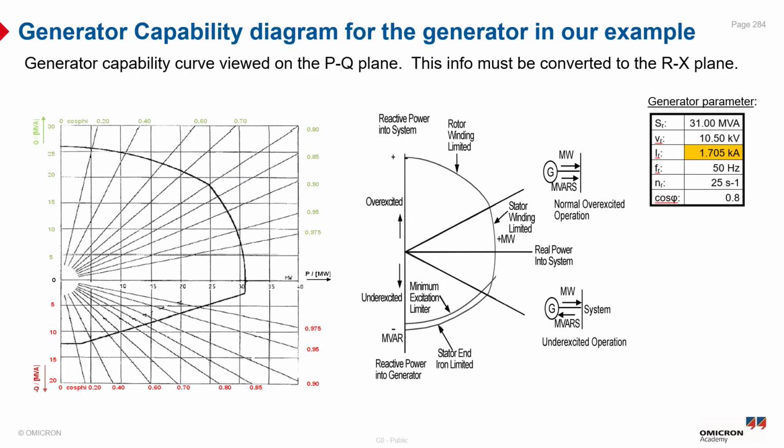Here we can see the generator capability curve plotted in the PQ plane, where the horizontal axis represents the active power and the vertical axis represents the reactive power. This curve defines the operating limits of the generator under different load and excitation conditions.